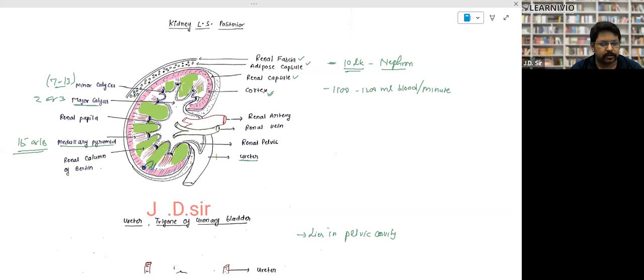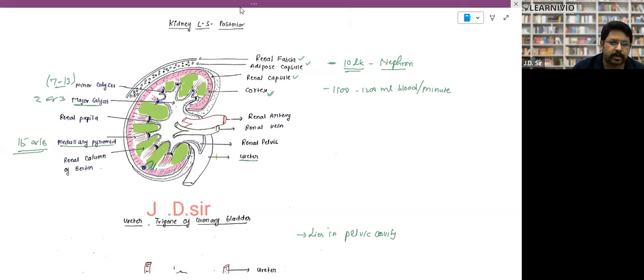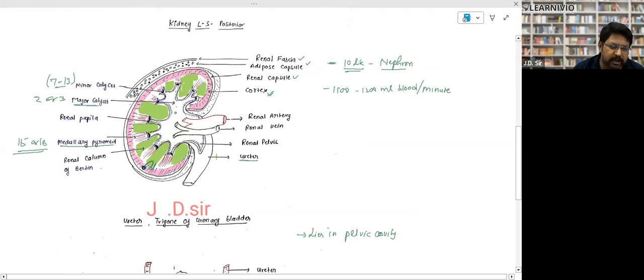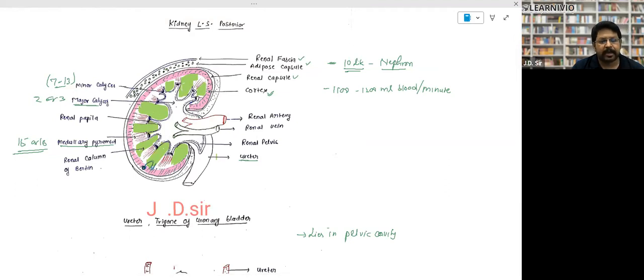And these white color structures, what do we call them? They are called calyces, right? There are two kinds of calyces, major calyces and minor calyces. Look, this major branch is called the major calyx. There can be 2 to 3 major calyces, and every major calyx has further branches. These are called minor calyces, right?